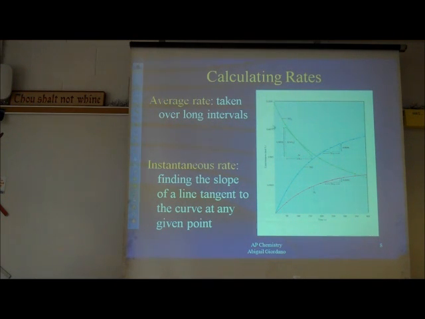you draw a line tangent to the curve, you do this whole trigonometry business. We're not doing it that way, okay? This is a way to do it. We are going to do it a different way.